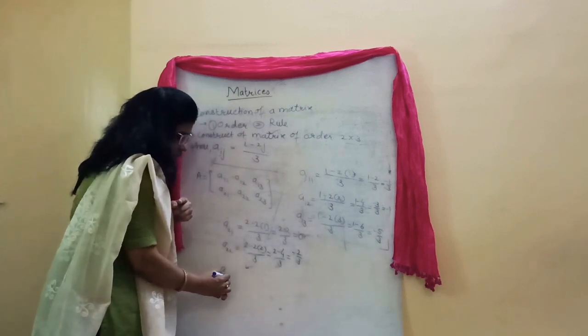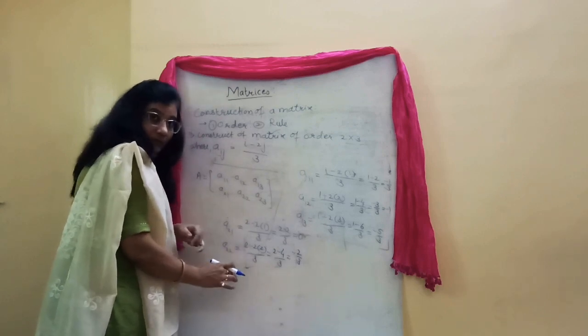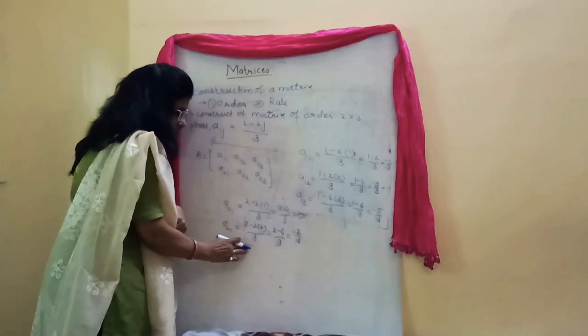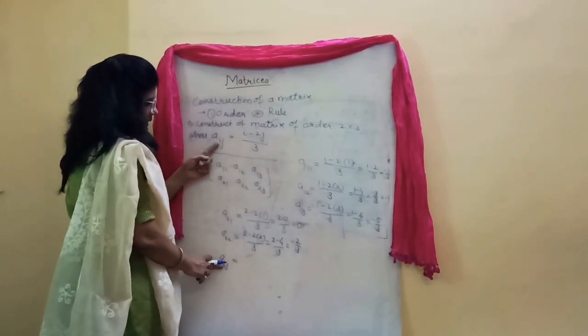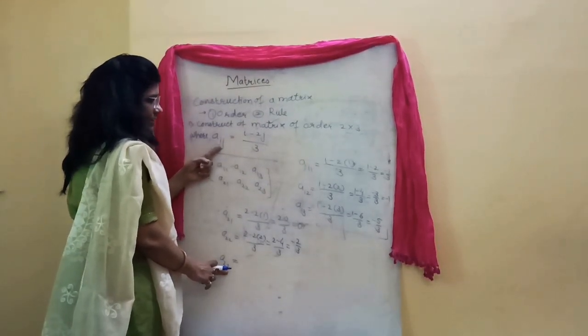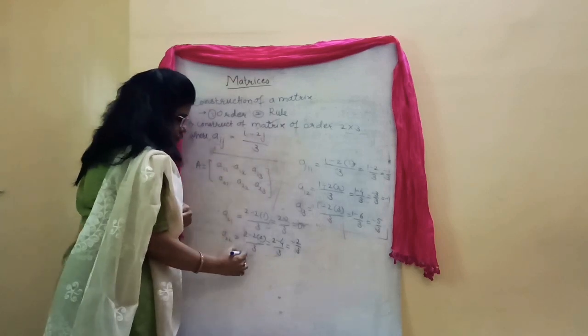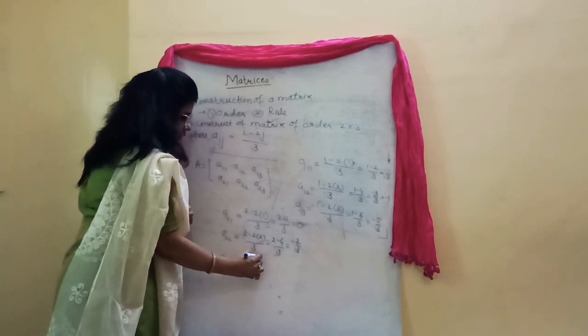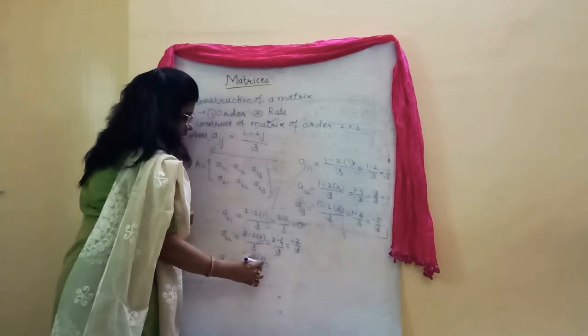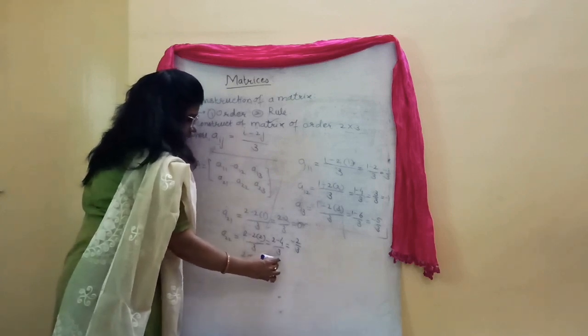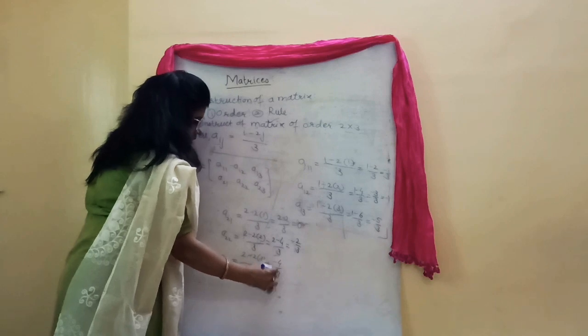Then a23. Compare it with this: i is 2, j is 3. So (2 minus 2 into 3) upon 3. That is (2 minus 6) upon 3, that is equal to minus 4 upon 3.